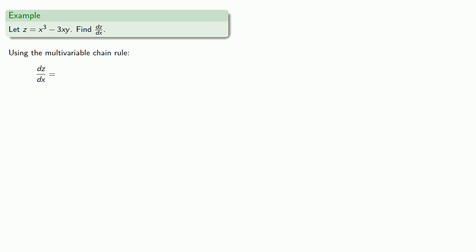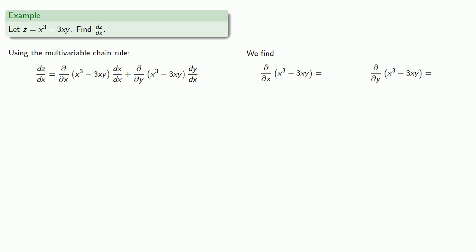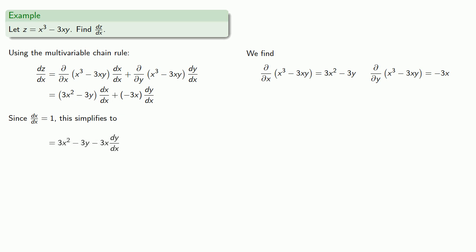On the other hand, using this multivariable chain rule, that's going to be the partial with respect to x times the derivative of x with respect to x plus the partial with respect to y times the derivative of y with respect to x. And we'll find those partial derivatives. Substitute. And again, since dx dx is equal to 1, this simplifies, and we get the same answer as before.